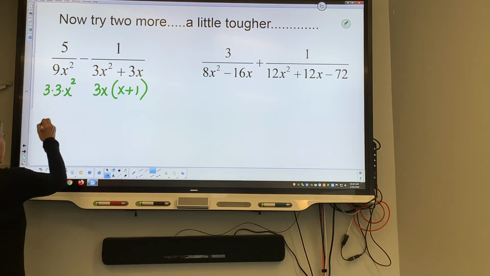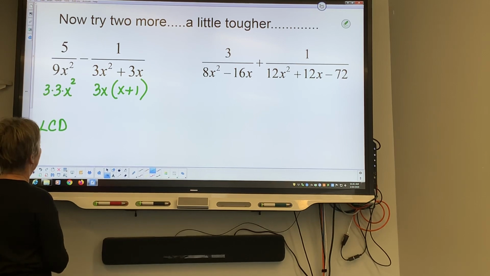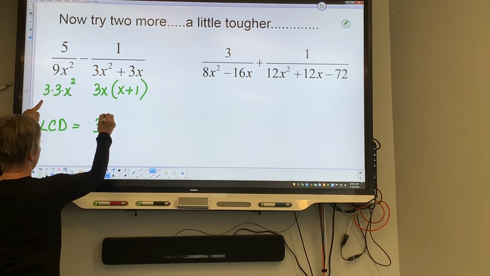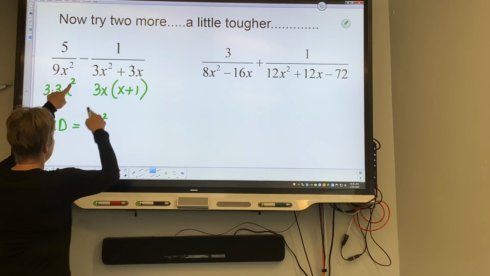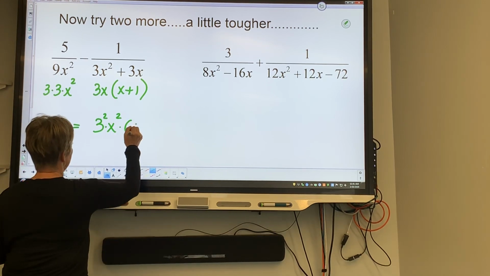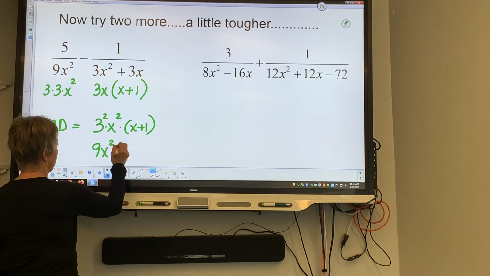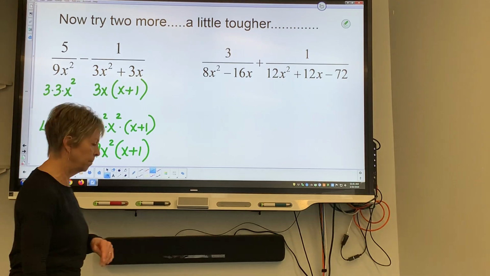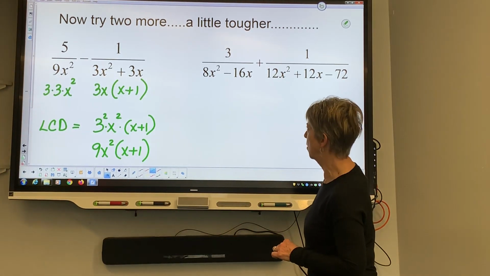So now, to get the LCD, all right, what do I have? I have a 3, and it appears twice there, so I need a 3 squared. I see an x squared and an x, so I need an x squared, and then I see an x plus 1. So this would be 9x squared times x plus 1. Okay, last one. Here we go.